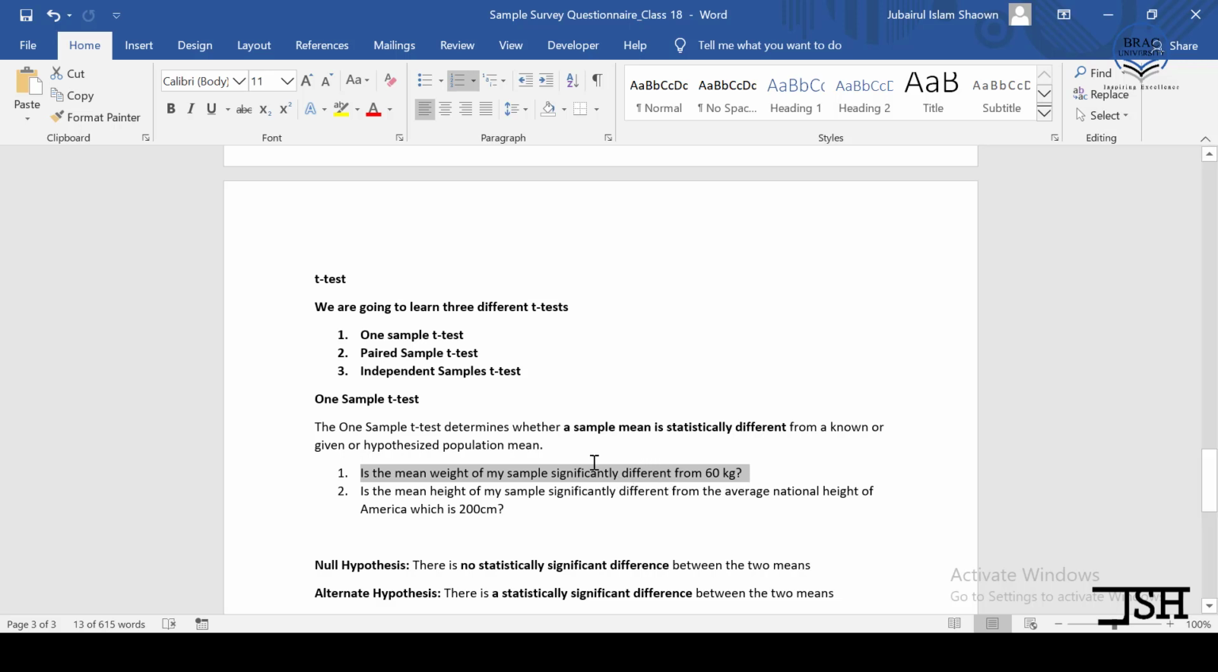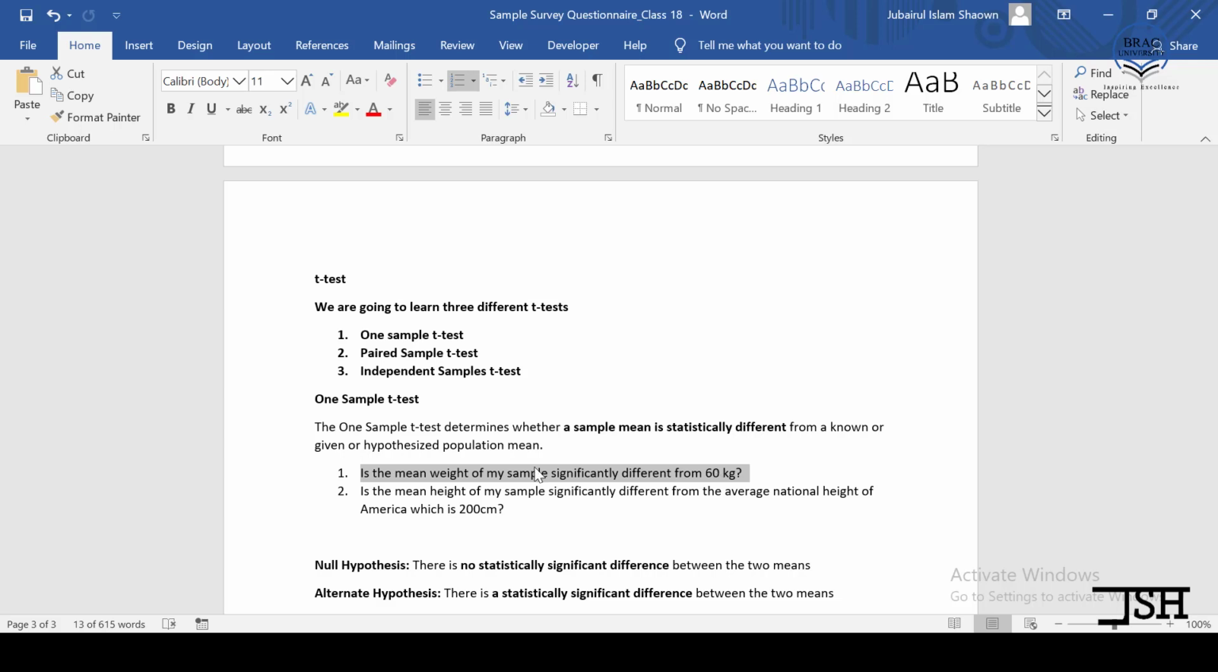Now let's match this question with this definition. In this question, we are trying to find out whether the mean weight of the 15 respondents in my sample is different from 60 kg. Now let's take a look at the definition. The definition says we are trying to find out whether a sample mean is statistically different from a known population mean or any given average or mean figure. So this is exactly what is happening here in the question as well. I am trying to find out whether there is any statistically significant difference between the mean of my sample and the given mean of 60 kg. So whenever a question like this appears, we have to use one sample t-test.